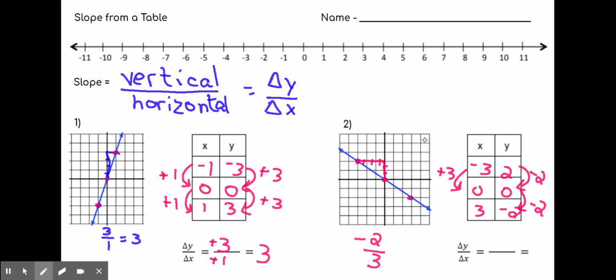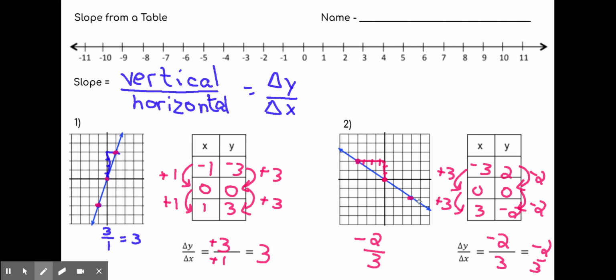How do I get from 0 to 3? Well, 0 to 3, I go 1, 2, 3, right? I add 3 to get from 0 to 3. So my change in y, that's over here on the right, is negative 2. My change in x is positive 3. So I get negative 2 thirds. And look at that. The slope was the same, which we would expect, right?